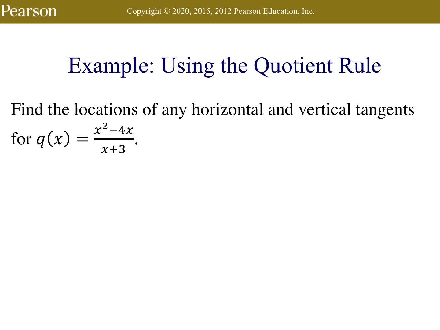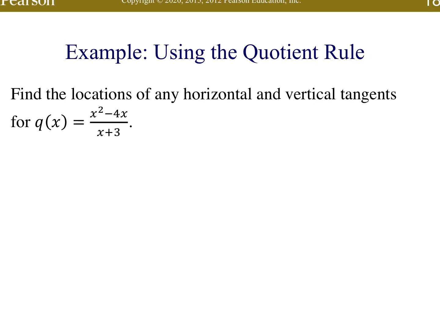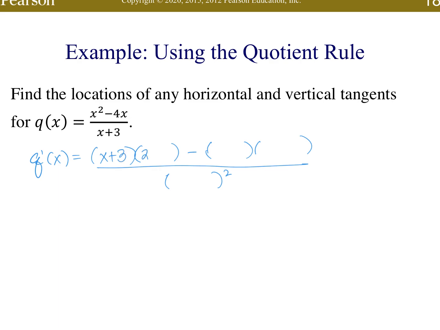If that is your equation, use the derivative to find where the horizontal and vertical tangents are. So we'll set up the derivative of q first, so q prime. We'll start out with our subtraction and our denominator. So all the pieces: we start with x plus 3 because the bottom always goes first, and then 2x minus 4. And then we'll finish up with x squared minus 4x, and then 1. The denominator will stay x plus 3.